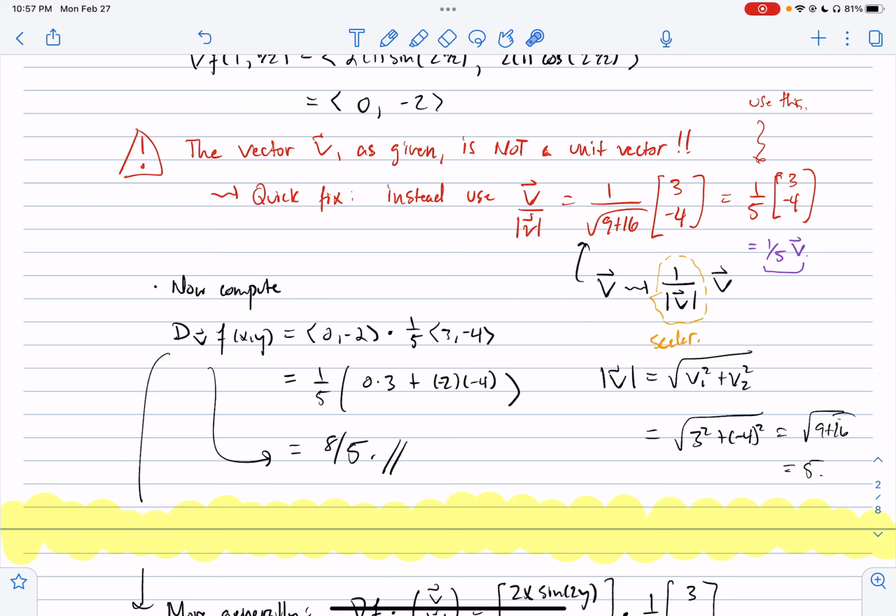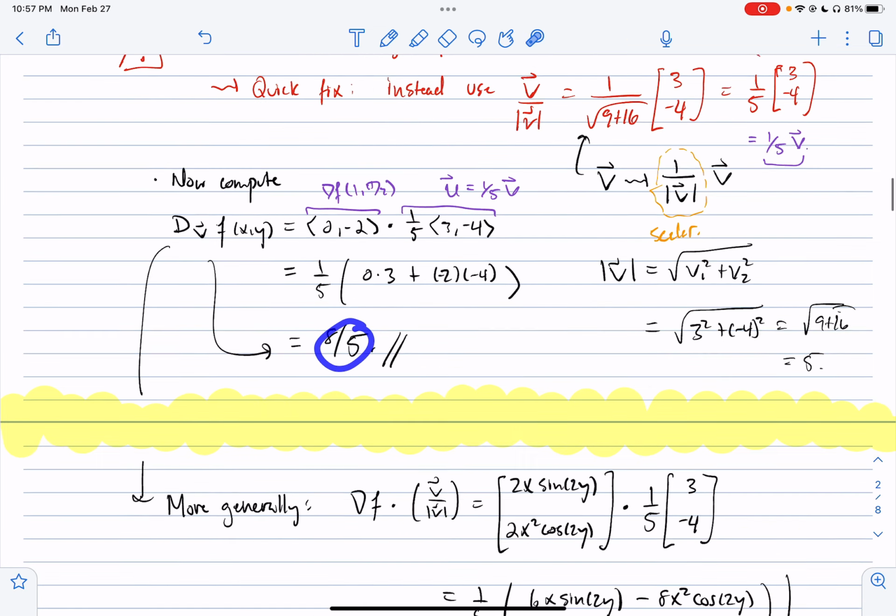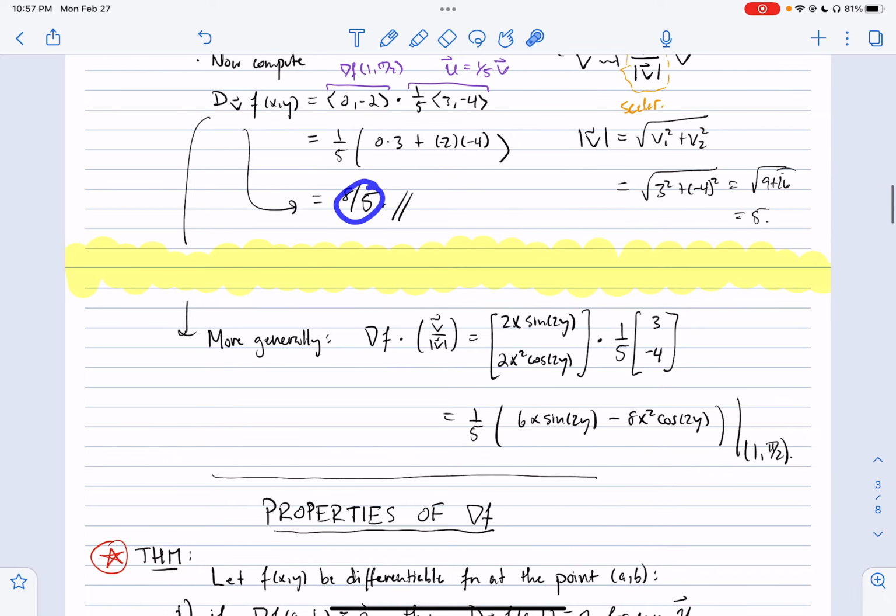And now finally we're left to compute this directional derivative, which is a dot product. So here is the gradient of f at this point, 1 comma pi over 2. Here is our unit vector u, which is 1/5 v. And we take this dot product and we see we get 8 over 5.